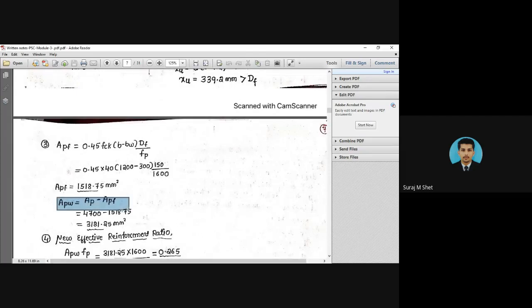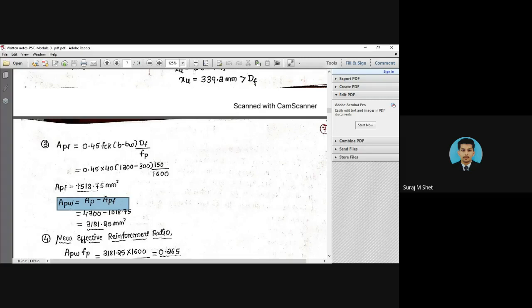The formula is again here, 0.45 FCK breadth minus BW into DF divided by FP. So substitute the values: 0.45 into 40 into 1200 minus 300 into 150 depth of the flange, divided by FP. So I got 1518.75 and APW. So overall area of the steel is 4700. So 4700 minus the calculated value of APF, flange area of the steel. So I'll get the APW.